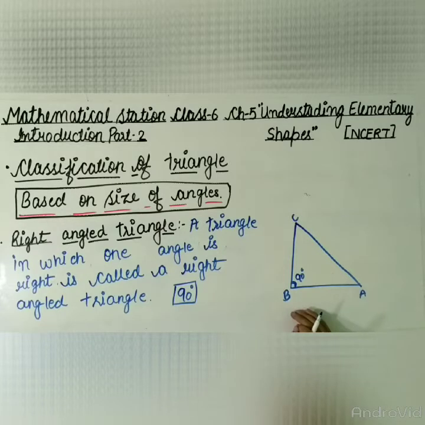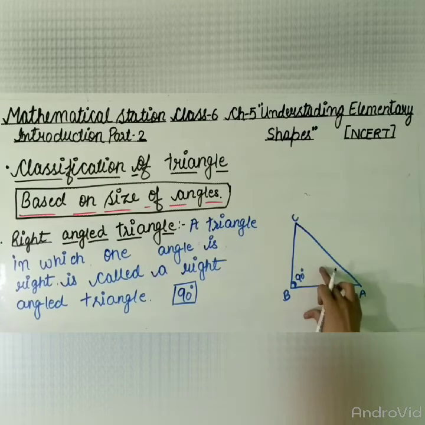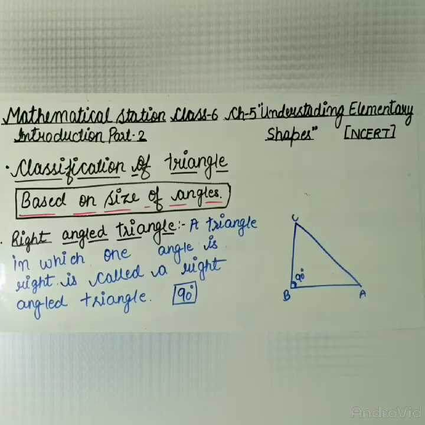And students, remember one simple fact that in a triangle, only one angle can be of measure 90 degrees. There cannot be two or three right angles in one triangle. Okay, so this is right angle triangle.